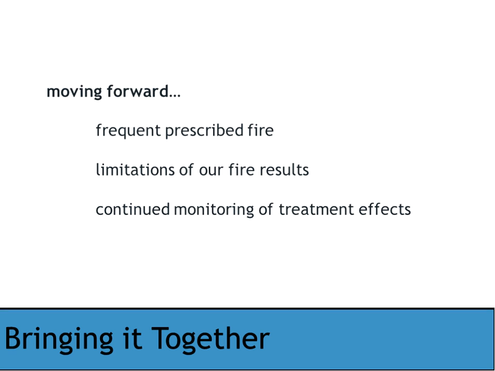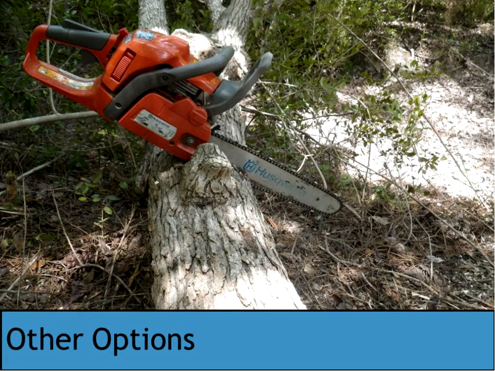There are some limitations to our fire results. As I said, we did the prescribed fires in May of last year, and we surveyed it in August, so that's only a few months' worth of data. So there's still some limitations to that data, being that it was so recent and also not long-term. And so for that, we actually need continued monitoring of these treatment effects at Parris Island.